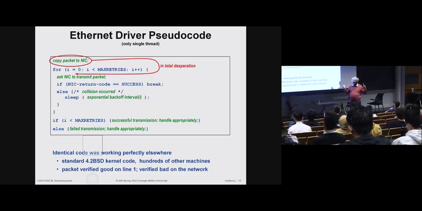So in total desperation, we moved the copy packet from outside the loop to inside the loop. Just on the off chance, maybe there was some kind of race condition that was modifying the bits that had been copied earlier. By copying it again, you're eliminating that race condition. The problem went away.